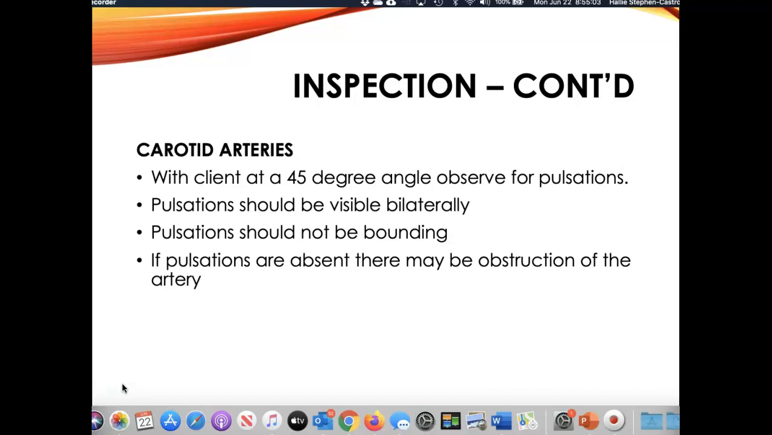If it says the pulsations are absent, there may be obstruction of the artery. Again, usually that's something that might would be more on palpation.